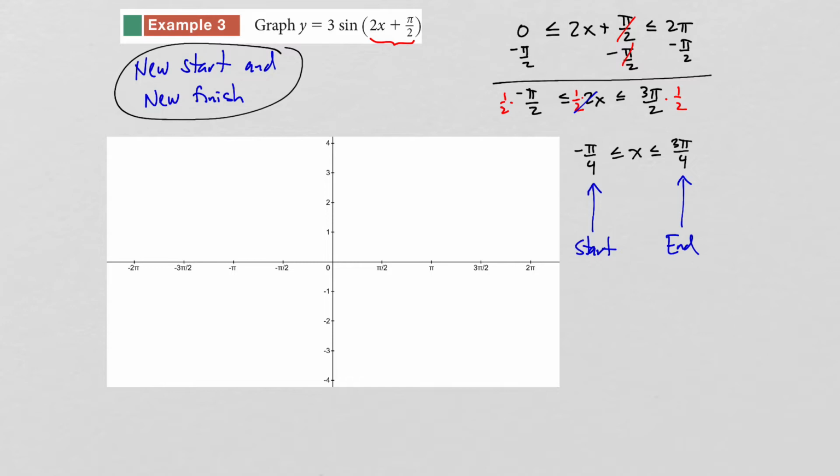So now to graph this, all I need to do is go to my x-axis and say, well, negative pi over 4 is right here. Let's put our marks back in. 3 pi over 4, remember, was this point right here. And we know that it crosses in the middle. And then we know its amplitude is 3, so we have a high point here and a low point here. And there you go. There is the first cycle of the graph.